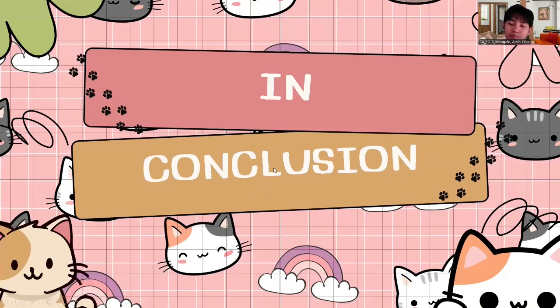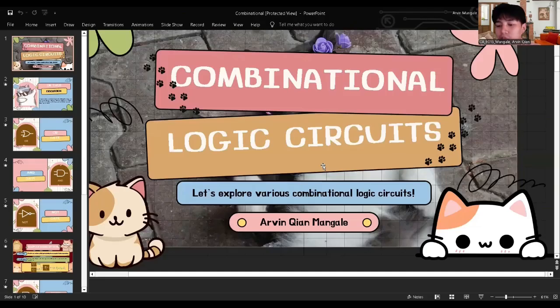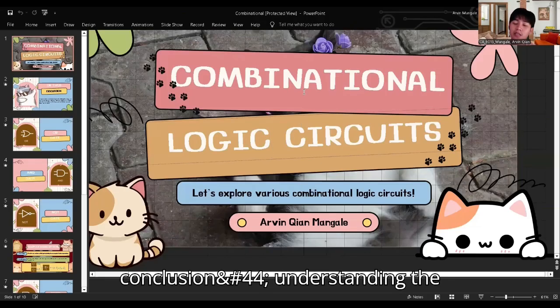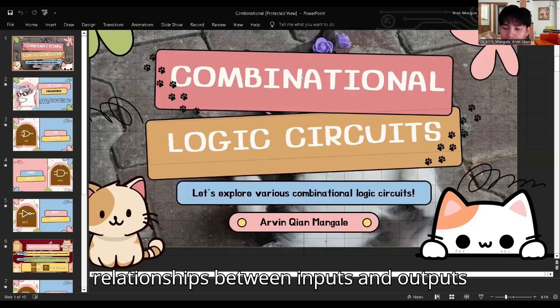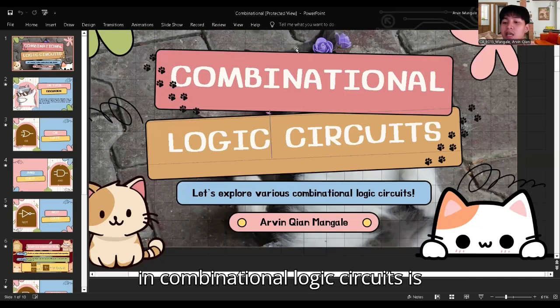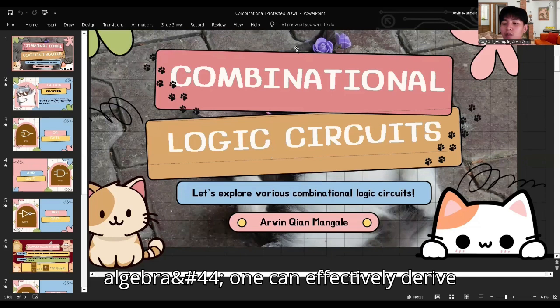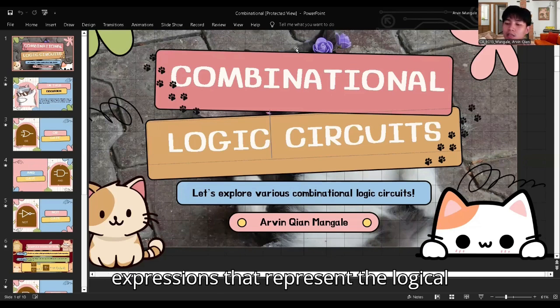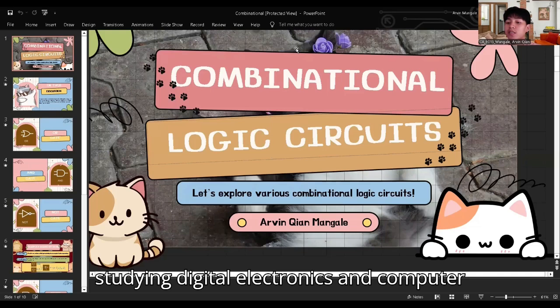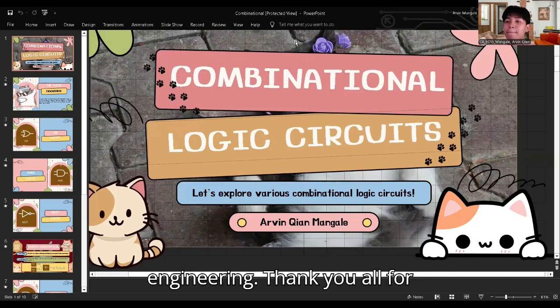In conclusion, understanding relationships between inputs and outputs in combinational logic circuits is essential for designing and analyzing digital systems. By using Boolean algebra, one can effectively derive expressions that represent the logical functionality of these circuits. This knowledge is foundational for anyone studying digital electronics and computer engineering.